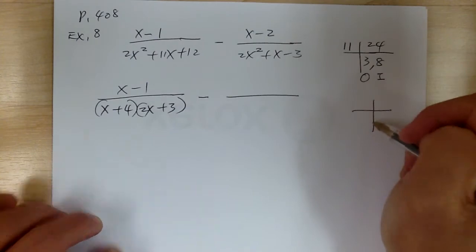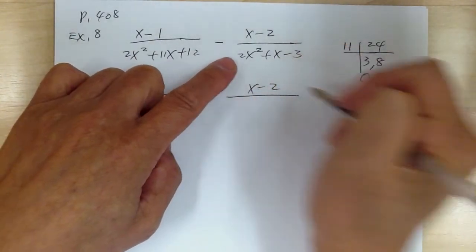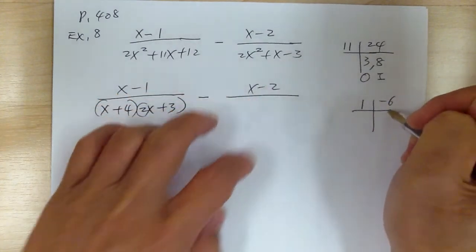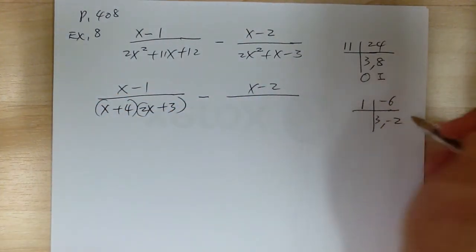Okay. Now let's go and do this one here. So again, master product, you're going to get 1 and negative 6. So you need to get 3 comma negative 2.